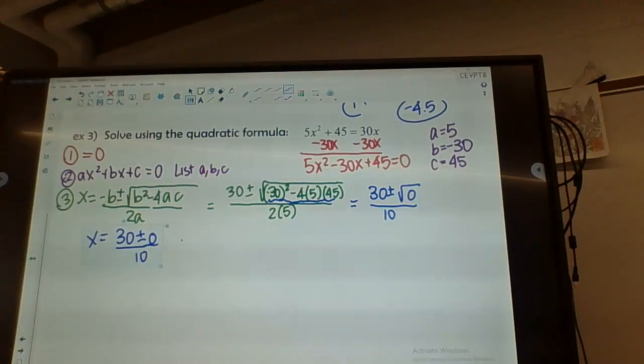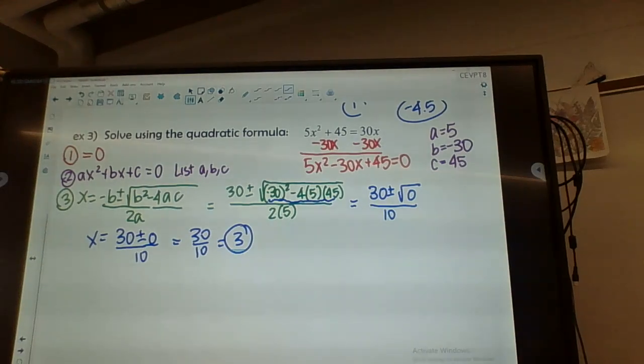So it's really just 30 over 10. So we get one answer. 30 divided by 10 is just 3. Our only answer for this equation is just 3. So this is one where we only get the one answer.